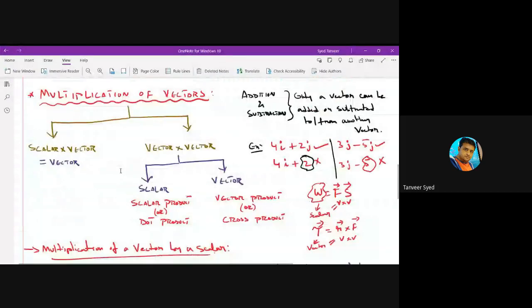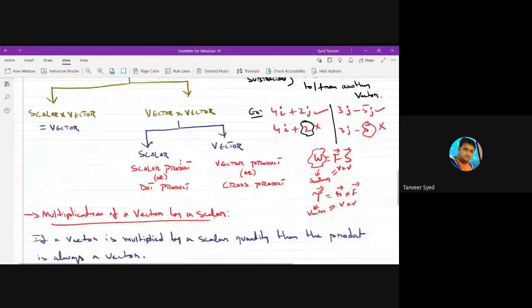Okay. Now, if you multiply a vector by another vector, then you can do that in two ways. Product of vector and vector can be a scalar or it can be a vector. If the product is scalar, you call it scalar product or dot product. And if the product is vector, you call it cross product or vector product. Now let us see these two products today. Scalar product and vector product.